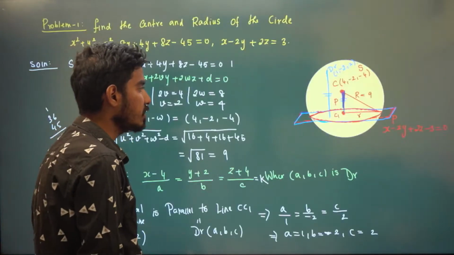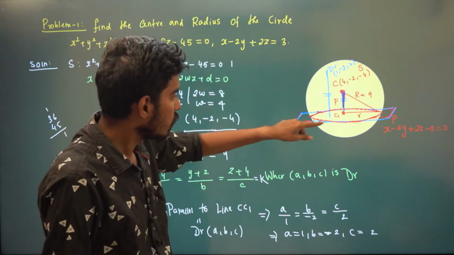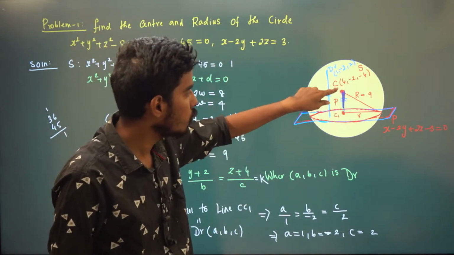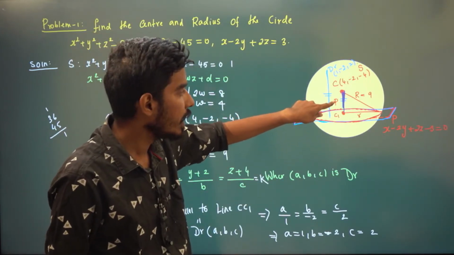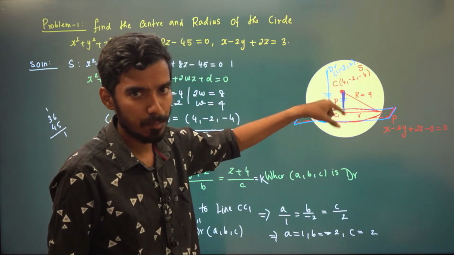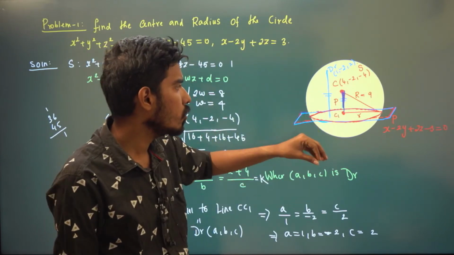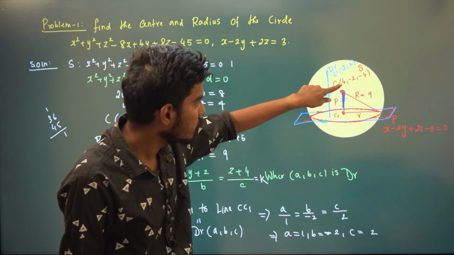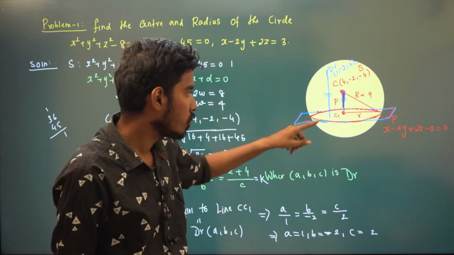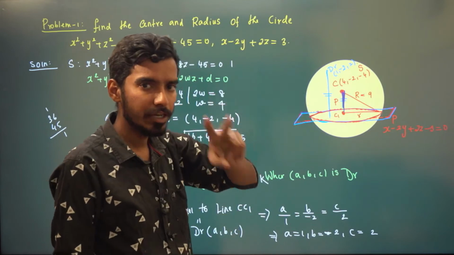Now the radius is very easy. You can find the radius in two ways. Now you know C1 also, you know C also. You can find it using the distance formula between the two points, or you can find the perpendicular distance from this point to the plane. For finding it, you can do it in two ways.